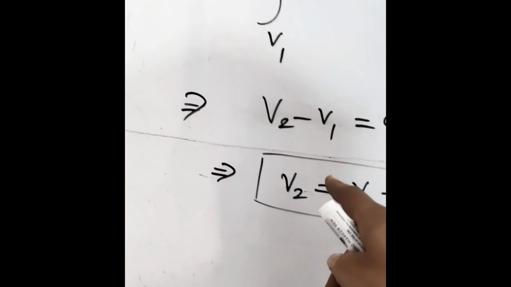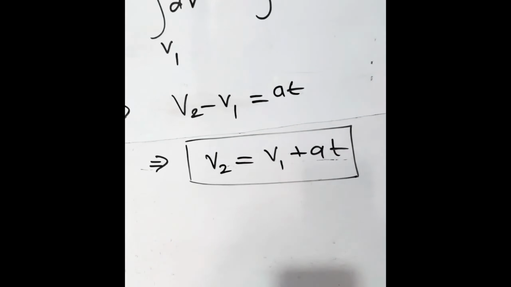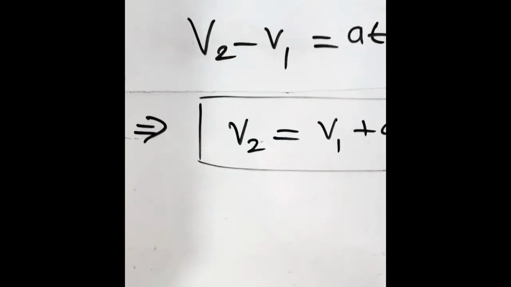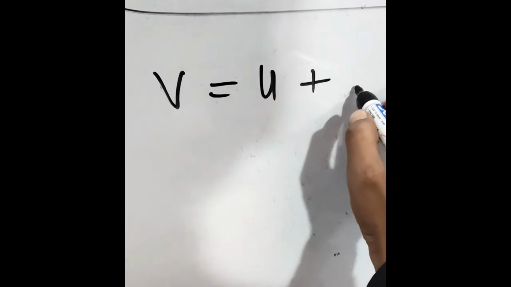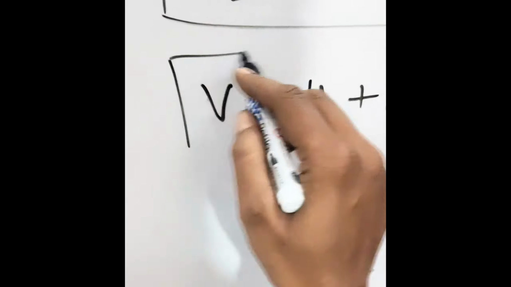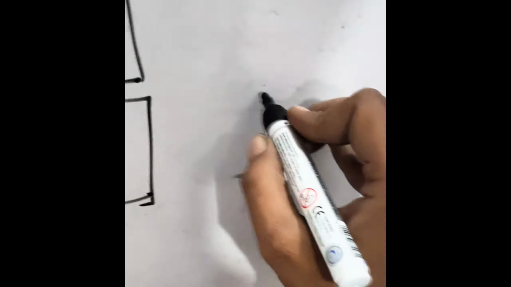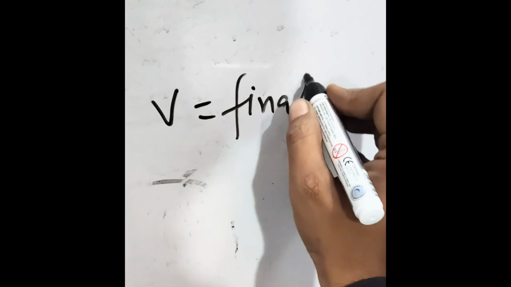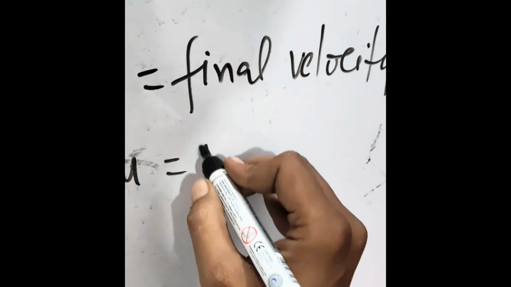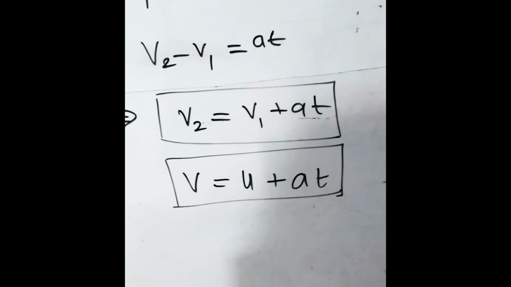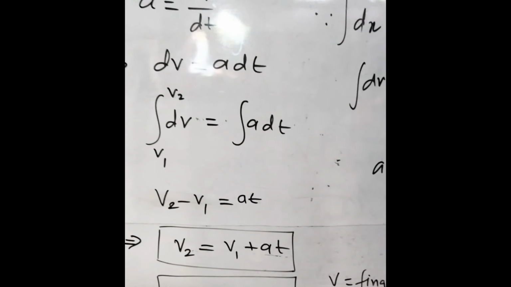So this is at. And now if you shift v1 to this side, it becomes v2 is equal to v1 plus at. There is another notation with this equation, where v is used as the final velocity and u as the initial velocity, and this is also the common way in which we derive. Here v is the final velocity and u is the initial velocity. So this is how we derive the first equation.